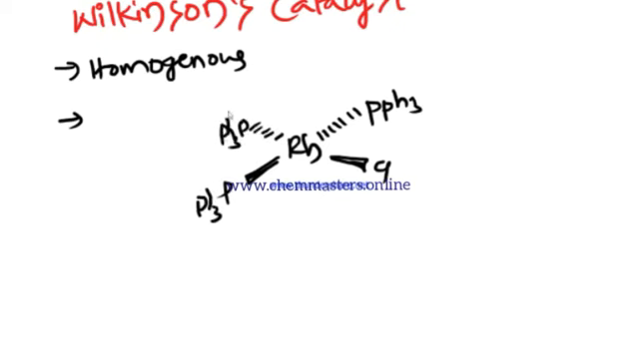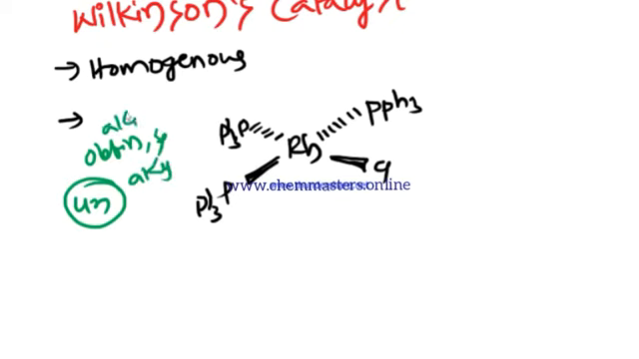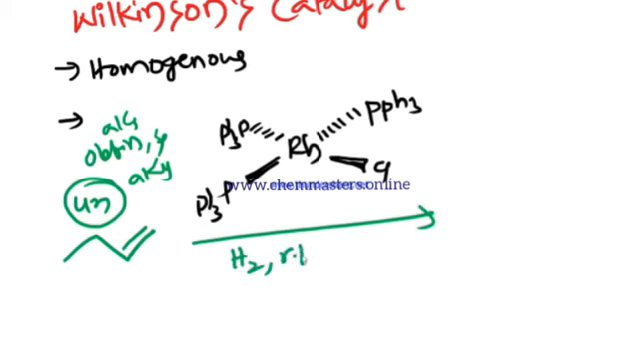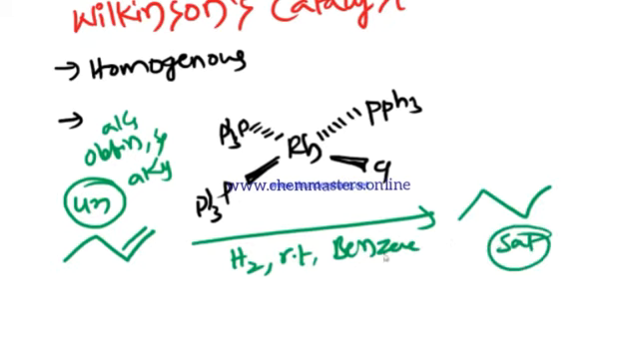Now, what is the major application of Wilkinson's catalyst? Wilkinson's catalyst hydrogenates unsaturated compounds like olefins, that is alkenes, and alkynes. I'm just taking one general example, a terminal alkene. In the presence of Wilkinson's catalyst, hydrogenation takes place at room temperature with a suitable solvent, here we can take benzene, and the saturated product is obtained.